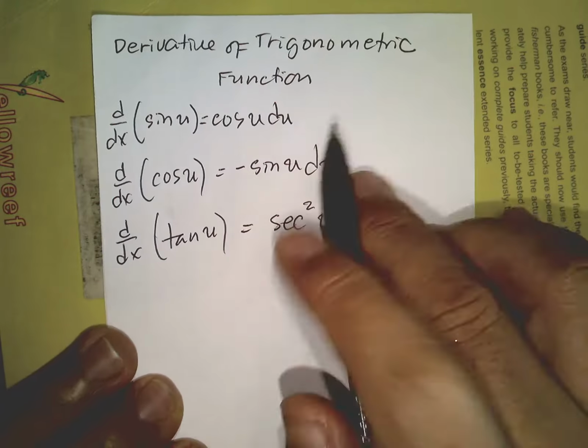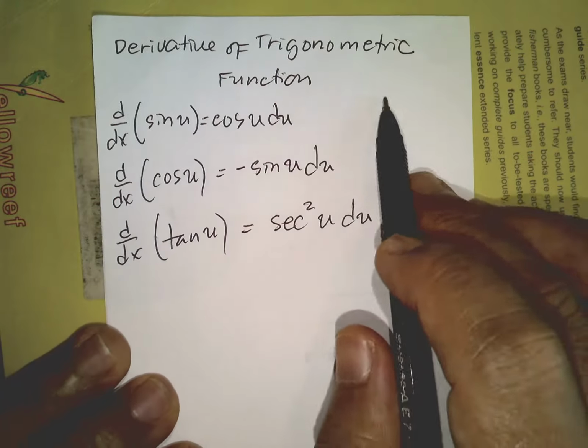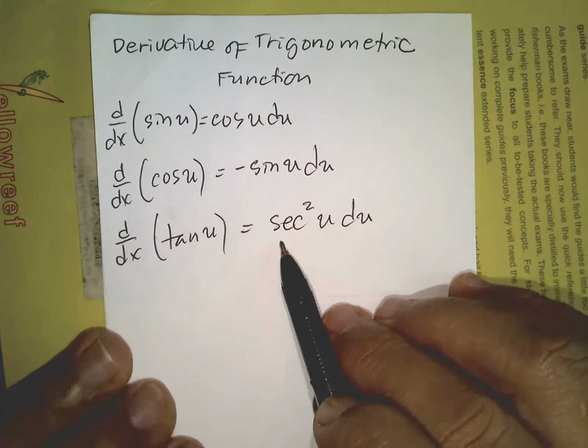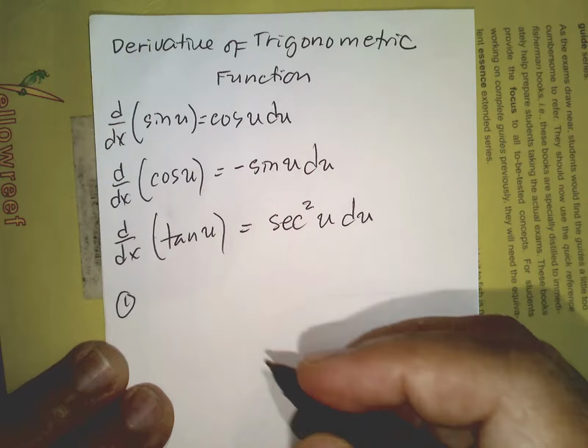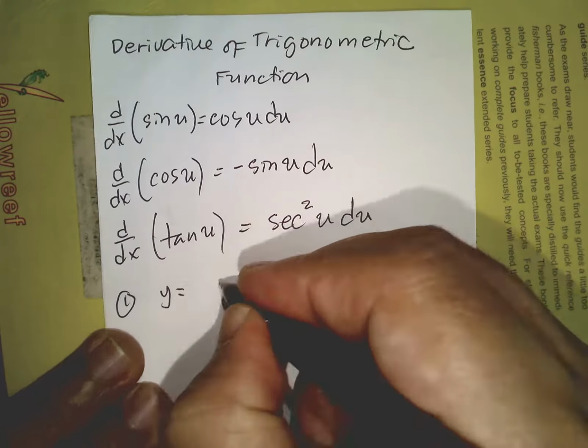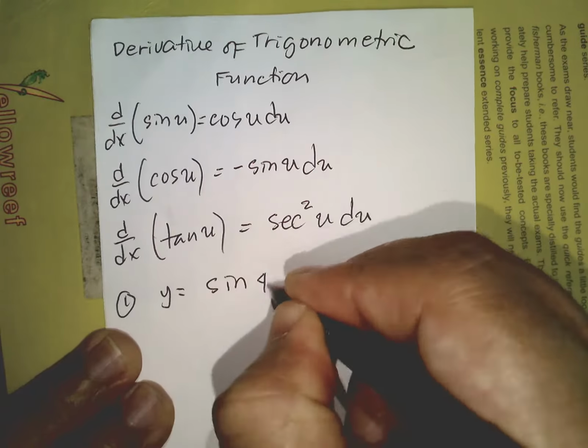Alright, so this one is the derivative of trigonometric functions. We have here the different formulas that we're going to use. Let's try to have example number 1. Suppose I have my y is equal to sine 4x.